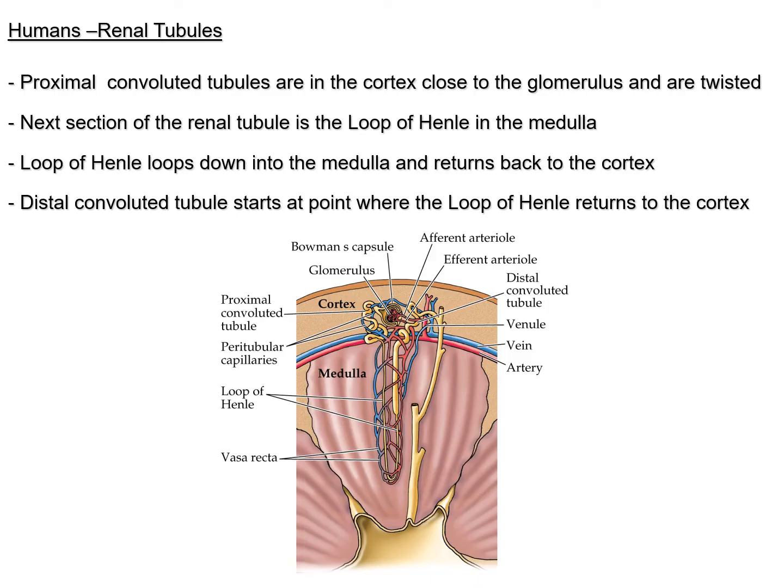Okay, so as I said, the first part of the tubular system is the glomerular capsule, and that's not a very good color, is it? The glomerular capsule here, leading then to the proximal convoluted tubule, and then the loop of Henle, and then the distal convoluted tubule, and then the collecting duct.